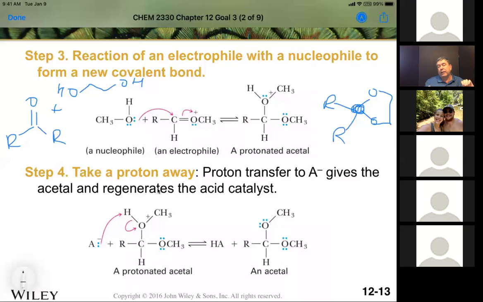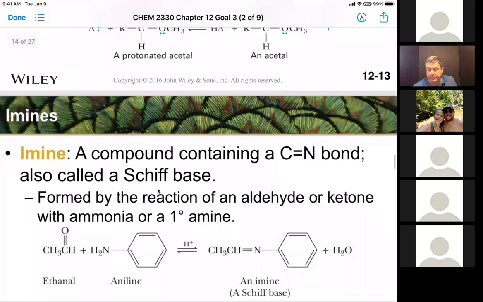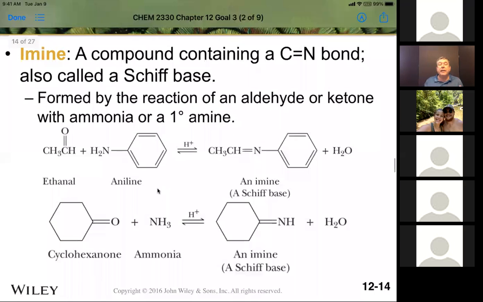The other thing that we found out that carbonyls could do is we could lose water and generate a nitrogen double bond. In this case, all we're doing is we're taking the oxygen from the carbonyl and the two hydrogens from the primary amine and losing water, creating a new carbon-nitrogen double bond.